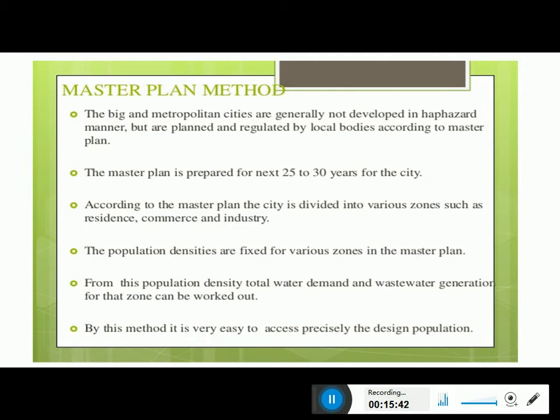Then the next zone we have is the commercial zone, which includes commercial activities like markets and other commercial establishments.